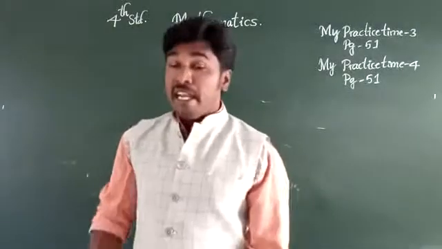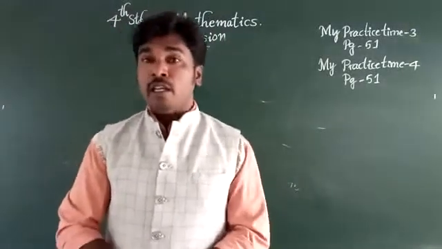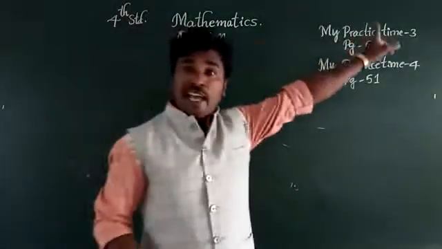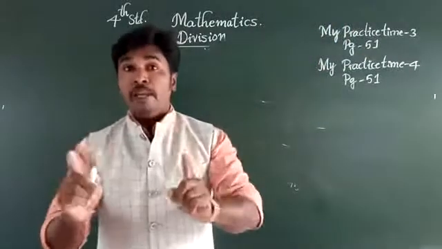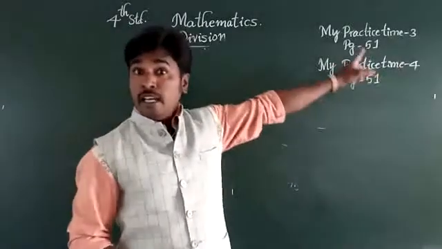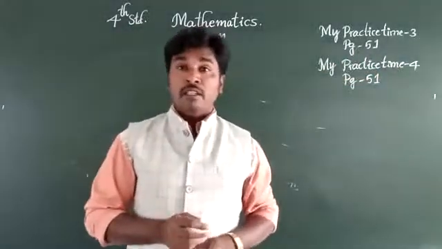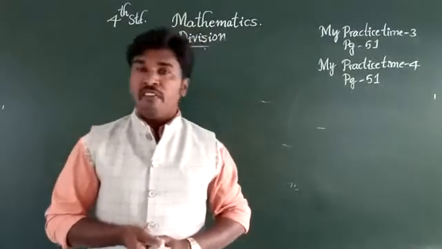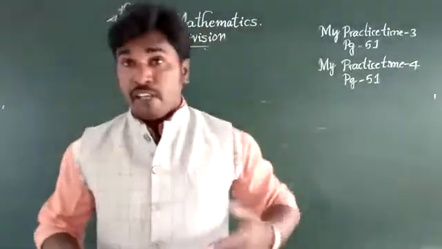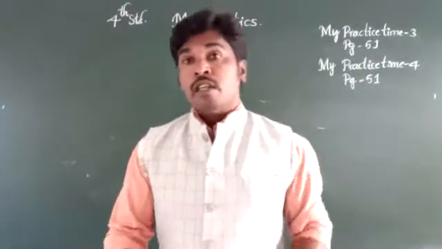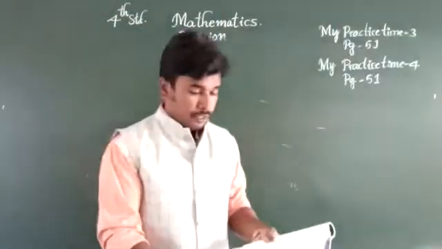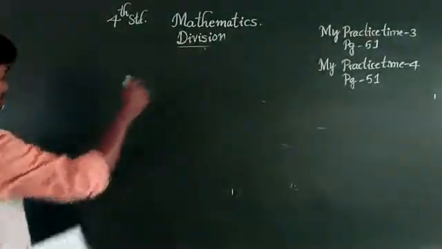The questions are on how to find estimating quotients. So dear children, at the end of this class, everyone should complete my practice time 3 and 4, on page number 51 in your homework book. Because these are all very simple problems, you can do them by yourselves. If you are having any doubts, when the school reopens, we are going to clarify your doubts. So dear children, now we come to the next stage.